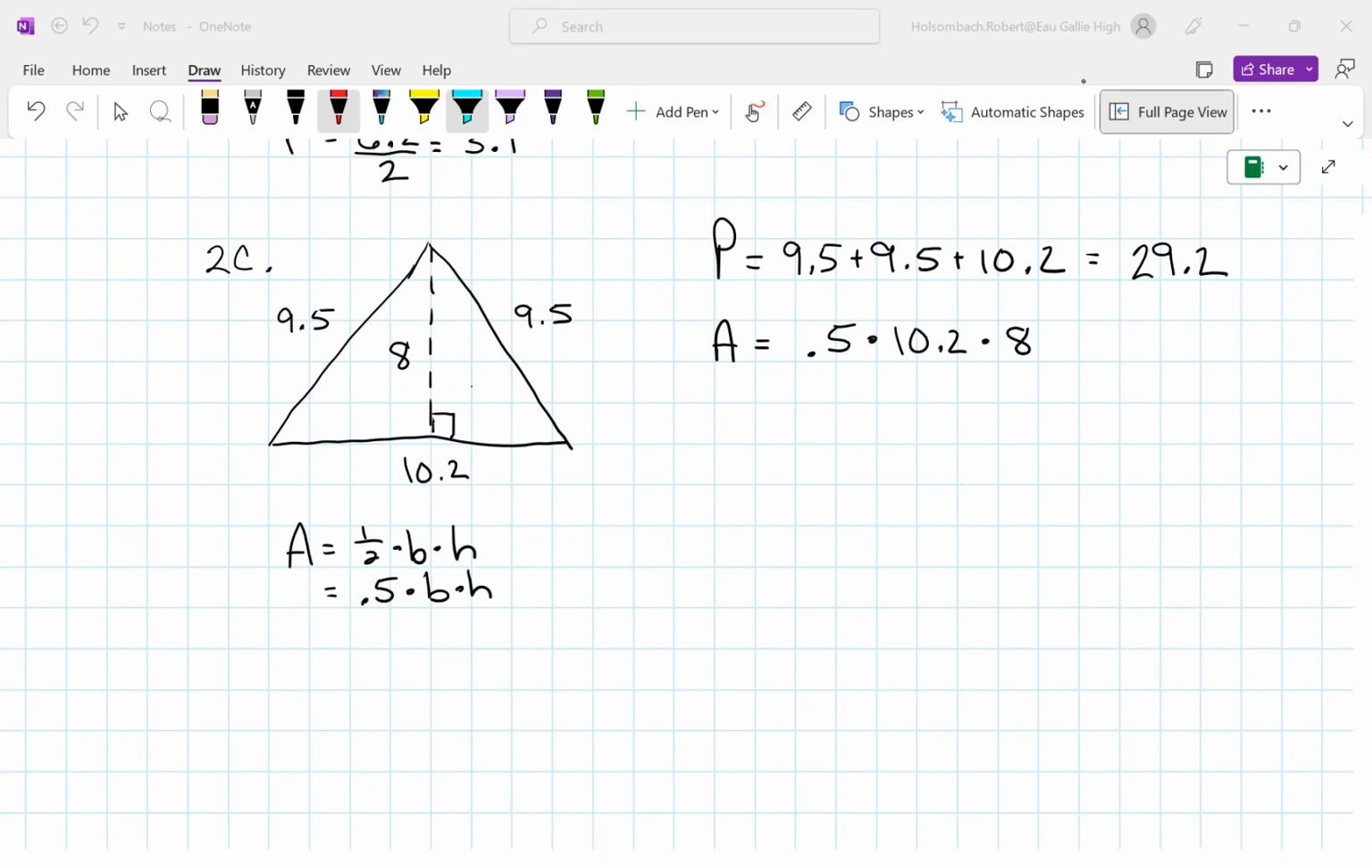And it's like this little double check. Yes, my base, 10.2, and my height, the 2 dimensions I'm using, are perpendicular to each other. So one's my base, the other's my height. So in your calculator, we're going to go with 0.5 times 10.2 times 8 equals, and I get 40.8. And this time the dimension is in inches. So this is going to be square inches.